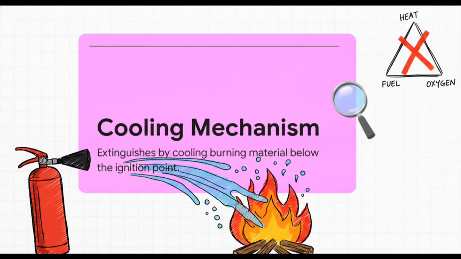And this perfectly brings us full circle. How does this pressurized water unit actually do its job? Well, it uses a cooling mechanism. By soaking those Class A materials, it rapidly drops the temperature of the burning fuel completely below its ignition point. It's a targeted, localized attack directly on the heat side of that fire triangle we deconstructed at the very beginning of the explainer. You take away the heat, you break the triangle, and the fire dies.